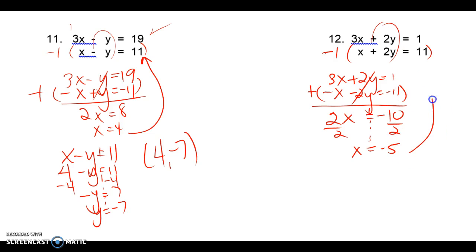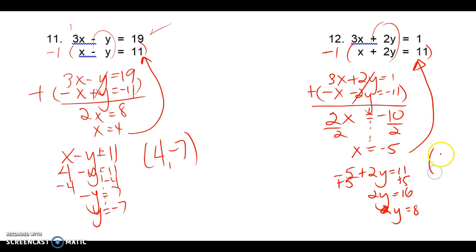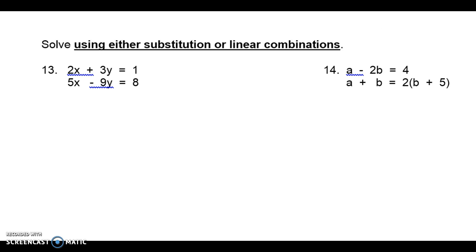Can go into either of these equations. I'll take this one here. -5 plus 2y equals 11. Going to add 5. 2y equals 16. Y, whoops, equals 8. So this is x of -5, y of 8. I will check this up here. 3 times -5 is -15. Plus 2 times 8 is 16. And indeed, that equals 1.